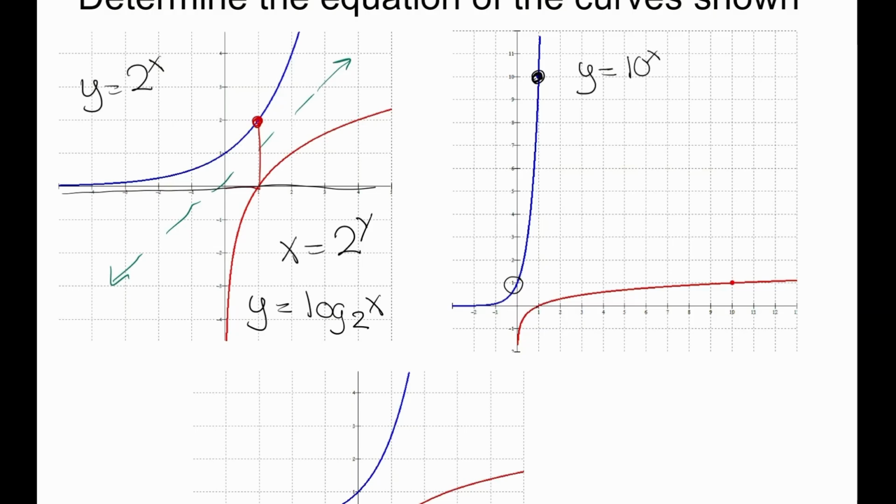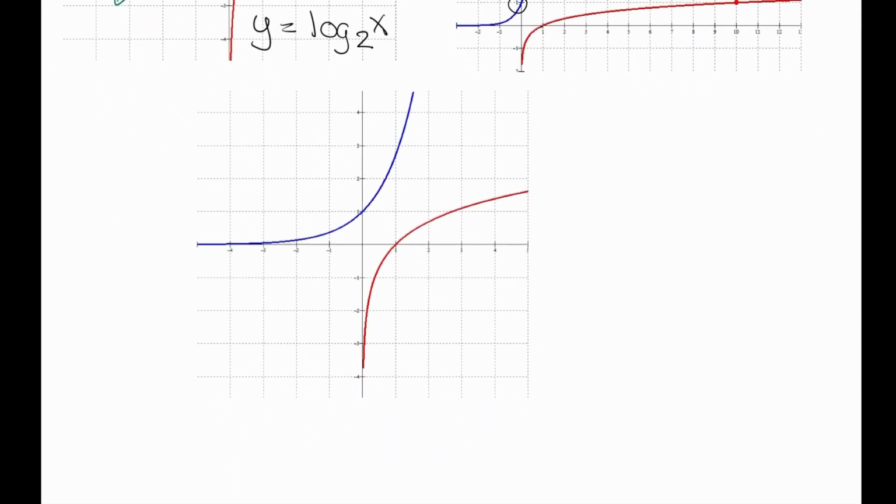Again, the red one is the inverse because it's the reflection over the line y equals x. So for this bottom one, x is equal to 10 to the power of y, or we can rewrite this as y equals log x. And remember, if there's no base given, we assume that it's base 10. So y equals log x is the inverse of y equals 10 to the power of x.